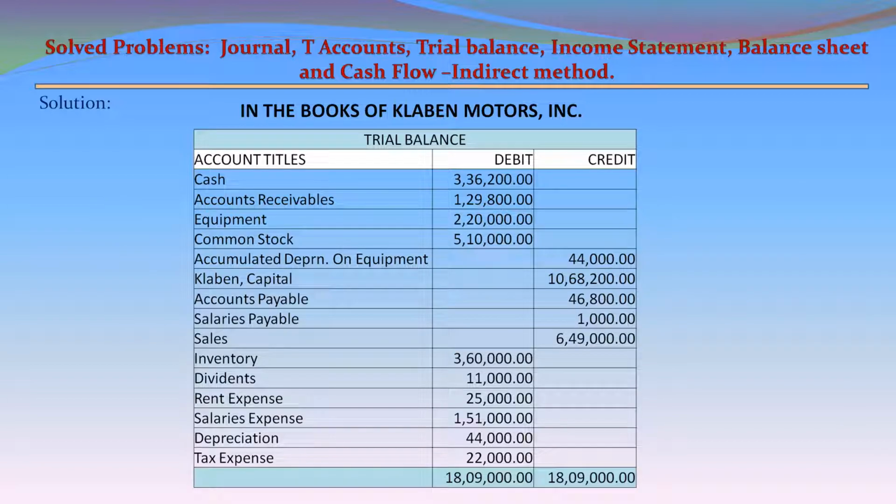In the books of Kleban Motors Inc., trial balance, account titles, debit, credit. Cash balance debit 336,200. Accounts receivable debit 129,800. Equipment 220,000 debit. Common stock 510,000 debit. Accumulated depreciation on equipment 44,000 credit.